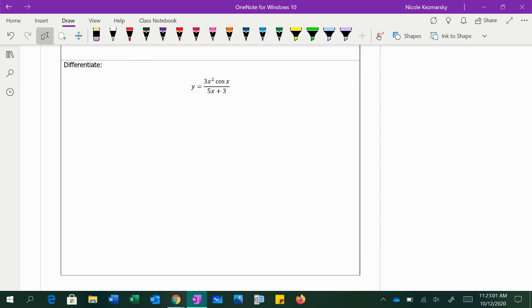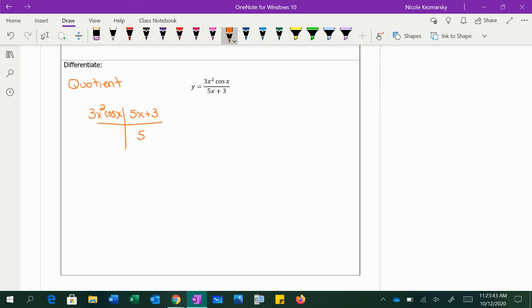So with this one, I see the division. So I see the quotient. There's nothing multiplied by the quotient, it's just the quotient. So I'm going to start this as a quotient rule problem, and then see if I have to layer anything in. So I'm going to go ahead and set up my box and put 3x squared cosine of x in the upper left-hand corner and 5x plus 3 in the upper right. Well, 5x plus 3 is a pretty simple derivative, so we can take 5x, the derivative is 5, the derivative of 3 is 0.